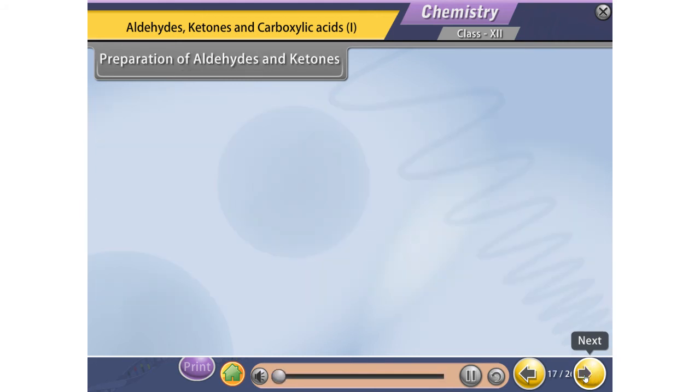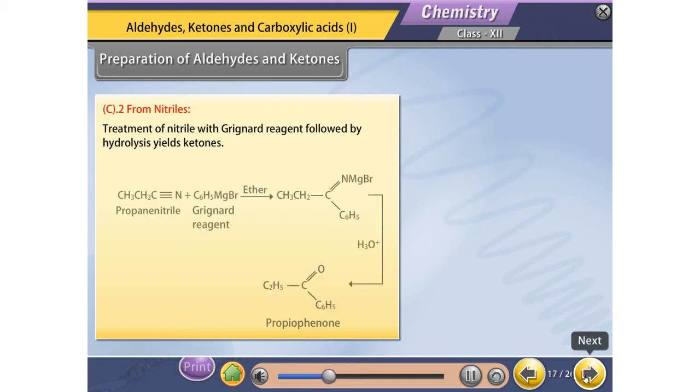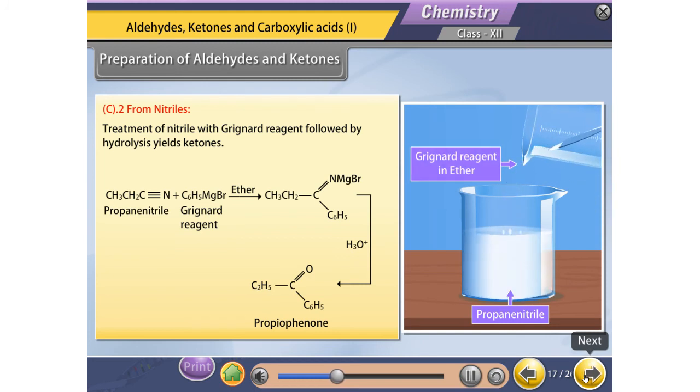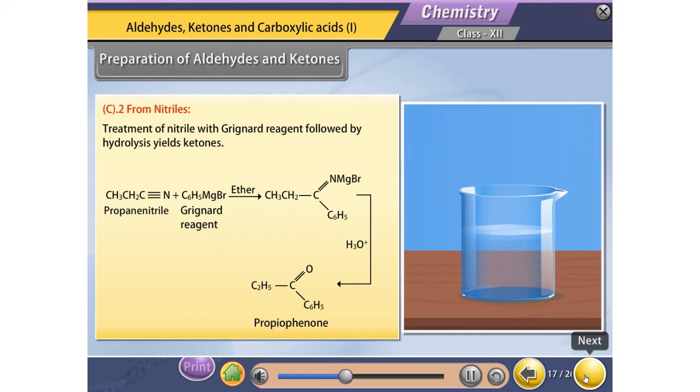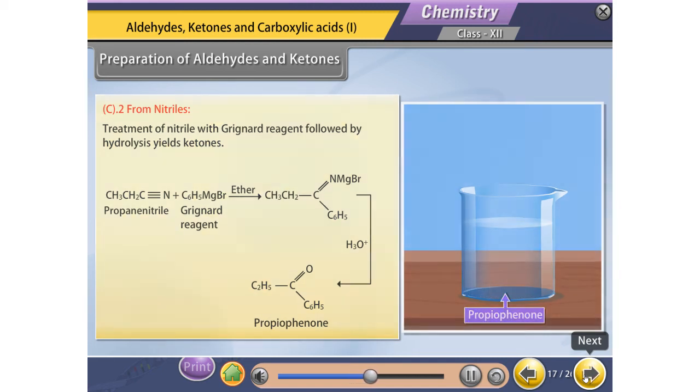Assessment. Preparation of ketones from nitriles. Treatment of nitrile with Grignard reagent followed by hydrolysis yields ketones. Grignard reagent in ether reacts with propanenitrile and forms an intermediate, and then upon hydrolysis it gives propiophenone.